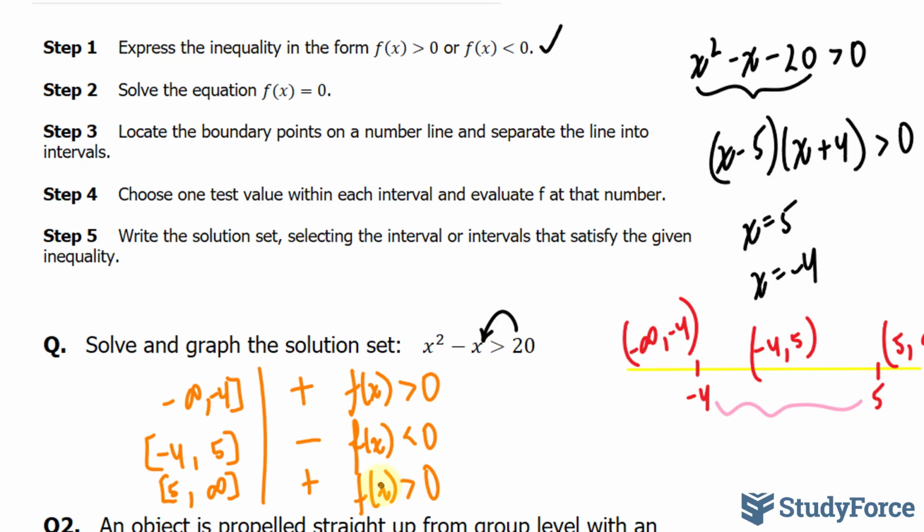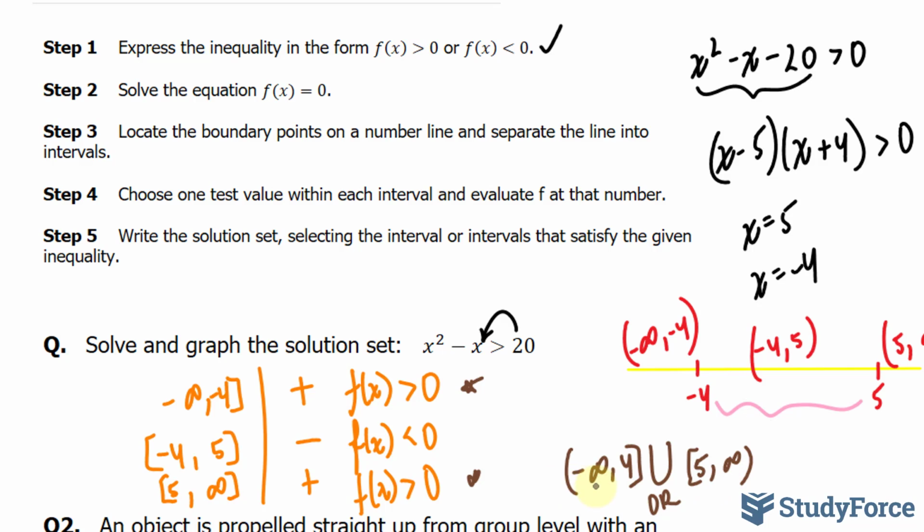Now that we finished step 4, we have to write the solution set selecting the interval or intervals that satisfy the given inequality. Remember, our inequality was this function is greater than 0. When does that happen? Well, it happens here and it happens here. So we'll write down that our solution set is negative infinity to negative 4, and we'll use this U symbol, union, which represents or, the condition, the boundary 5 and infinity.